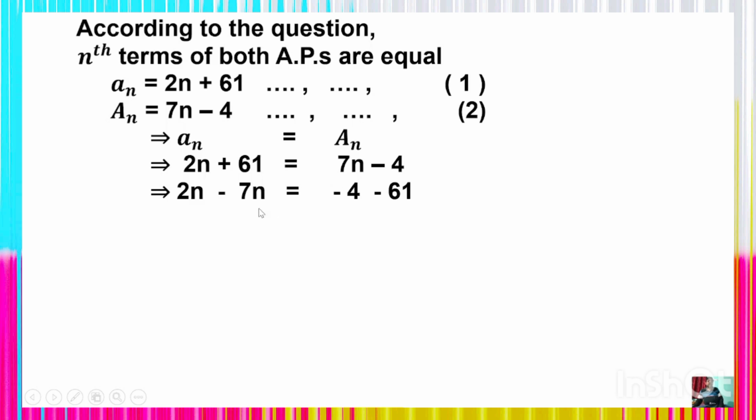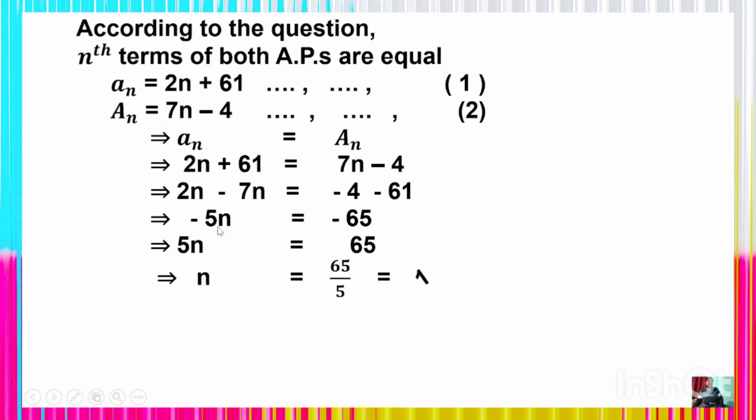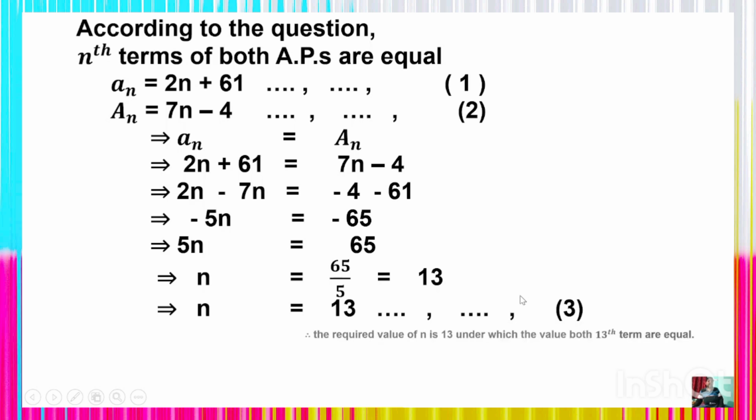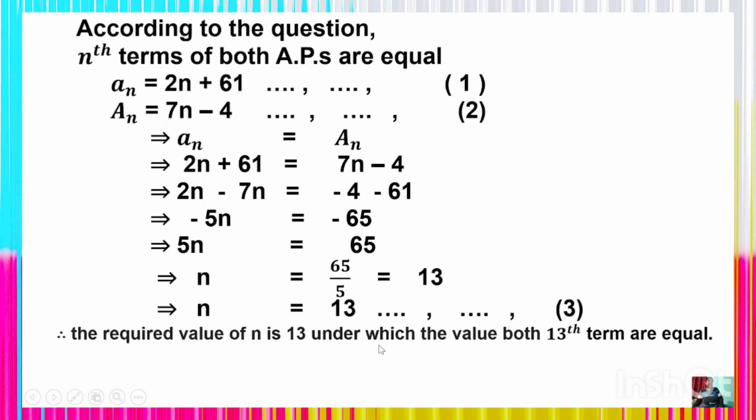You see, this plus 7n will be transposed to the left hand side, which is minus 7n, and this minus 4 stays, and this plus 61 has been transposed to the right hand side. Thus we get 2n minus 7n equal to minus 4 minus 61. Thus we get minus 5n is equal to minus 65, and so 5n is equal to 65, because the signs change. And n is equal to 13, right? Thus n is equal to 13. Hence we get the required value of n is 13, under which the 13th terms of both APs are equal. Understand? Yes.